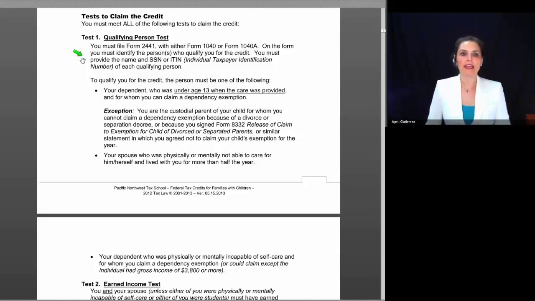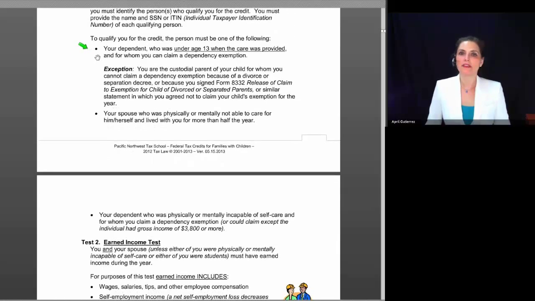You must provide the name and the Social Security number or ITIN of each qualifying person for whom you are claiming this credit. And to qualify you for the credit, the person that you are claiming must be your dependent who was under age 13 when the care was provided and for whom you can claim a dependency exemption.